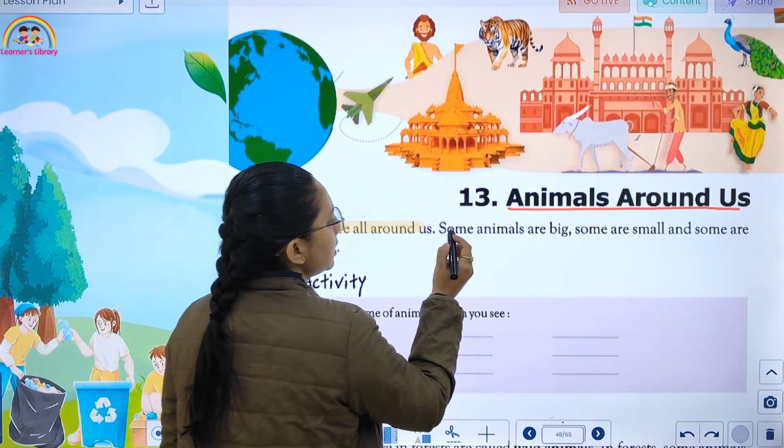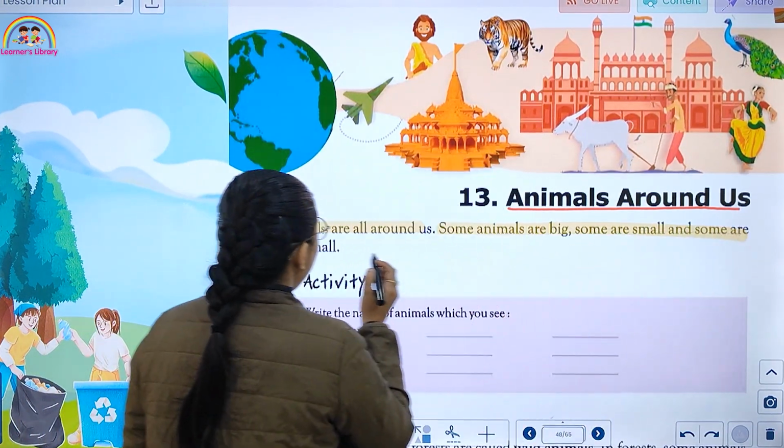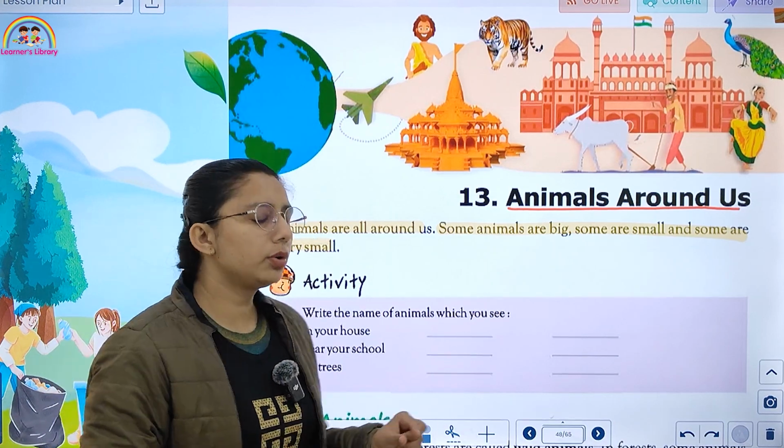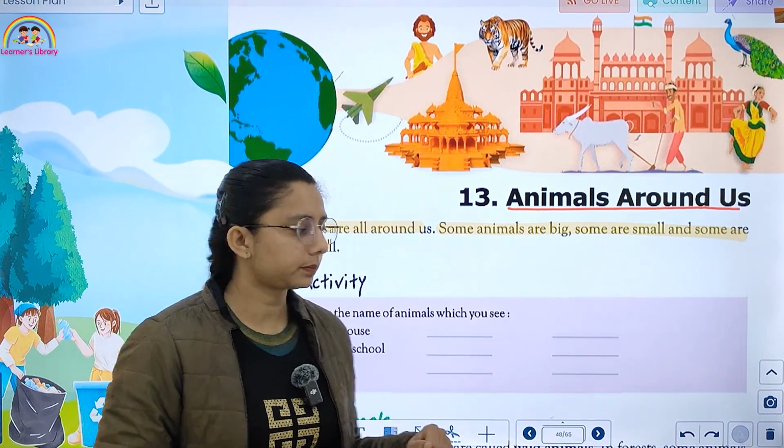Animals all around us. Some animals are big, some are small, and some are very small. कुछ छोटे होते हैं और कुछ बहुत ही छोटे होते हैं. जैसे आपके insects होते हैं.